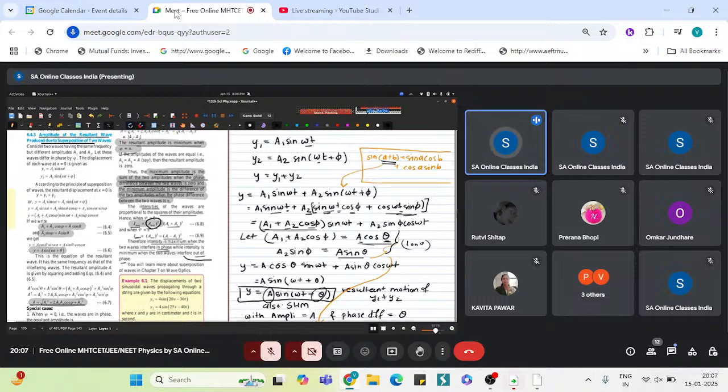So interfere meaning superimpose. These two words are used alternatively in this scenario at least, and usually they are used alternatively. By interference we mean superposition, so that is the principle of superposition. So constructive interference is when they meet in phase, and destructive interference is when they meet out of phase.